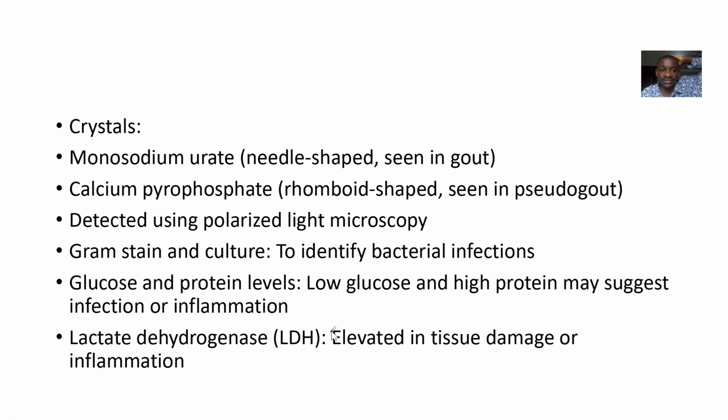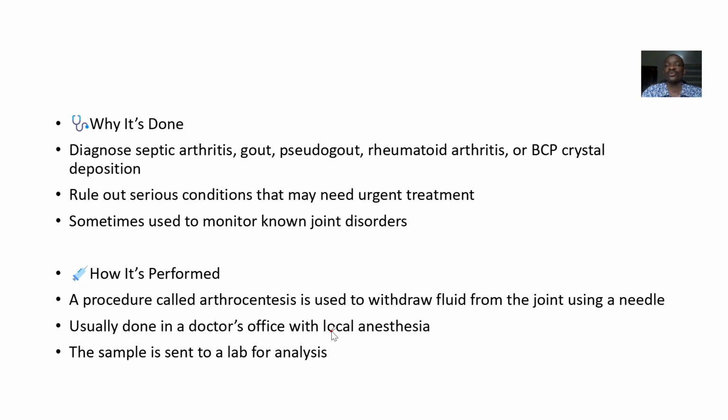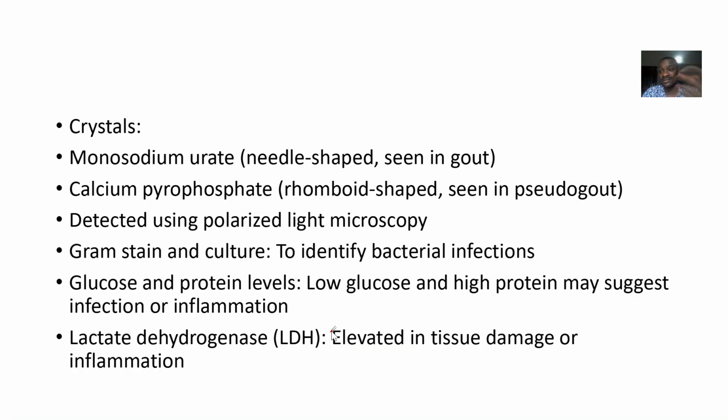So crystals. You can also detect crystals like monosodium urate, calcium pyrophosphate, detected using polarized light. All right, you can also use it to do Gram stains to identify the bacteria, glucose and protein levels, lactate dehydrogenase. Do you understand? So lactate dehydrogenase, if it is high, it just indicates that there's inflammation. Okay, it indicates that there's damage or inflammation.